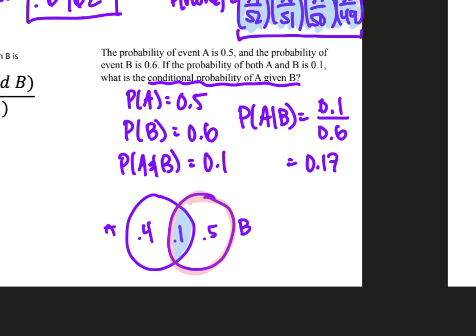So this is essentially saying we know that we're looking at the probability of B. We want to know what proportion is just A, which is going to be the 0.1. That wasn't a very good explanation, so let's take a look at another example.